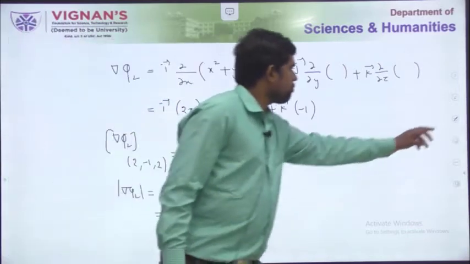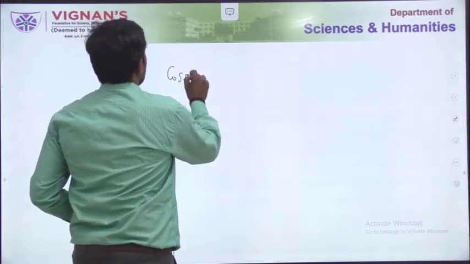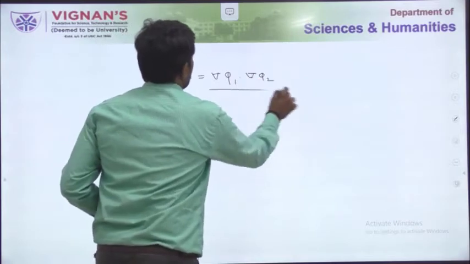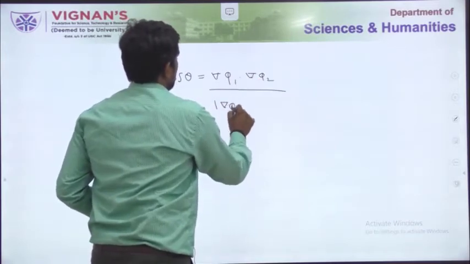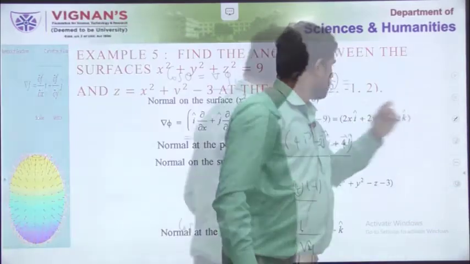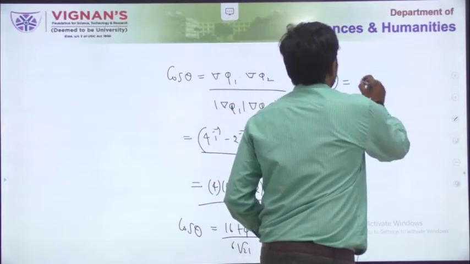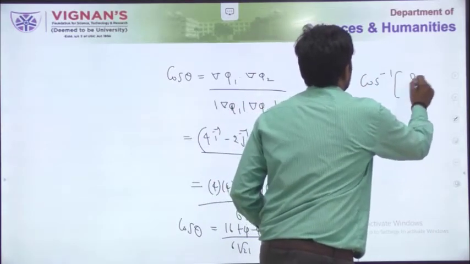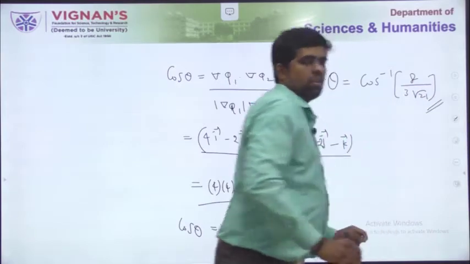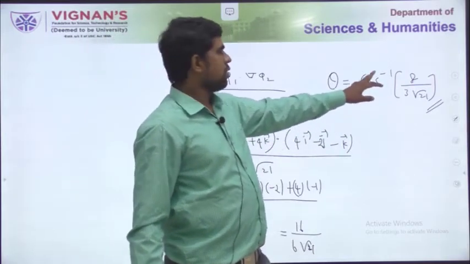So now we know all the values. So what is the formula? Cos theta is equal to del phi 1 dot del phi 2 divided by modulus of del phi 1 into modulus of del phi 2. So cos theta is equal to 16 by 6 into root 21. So theta equals cos inverse of, after all cancel, 8 by 3 root 21. So this is the angle between two surfaces at a common point.